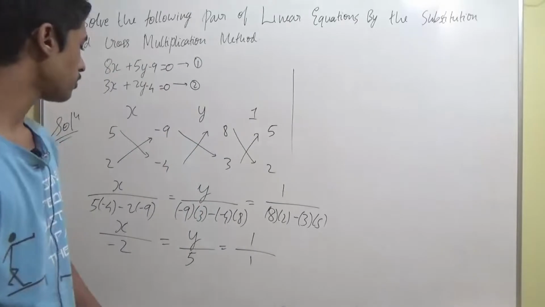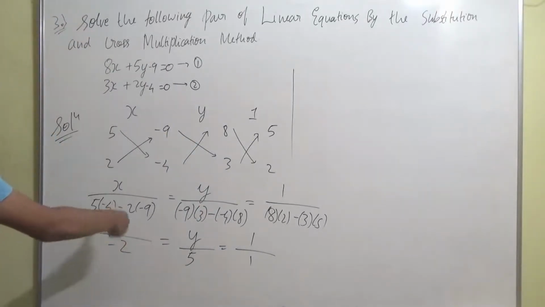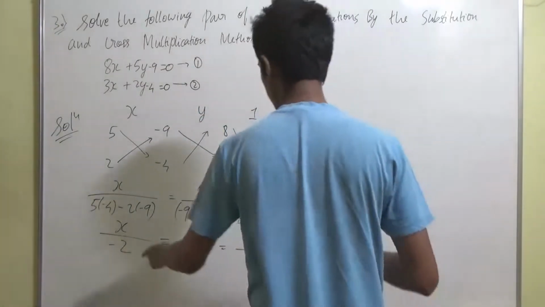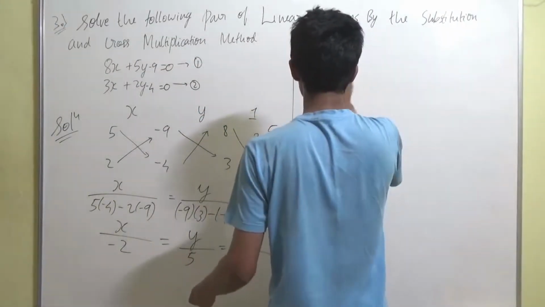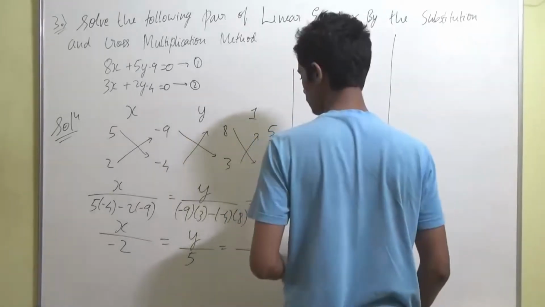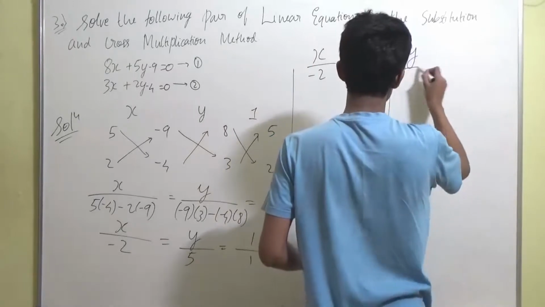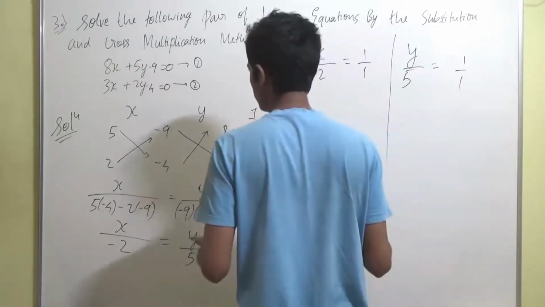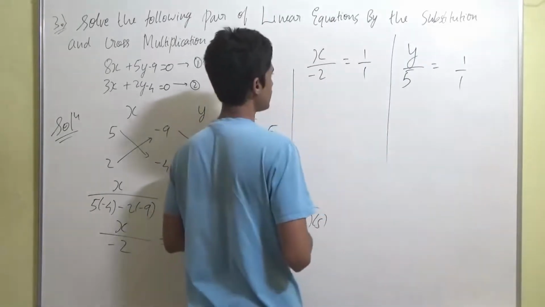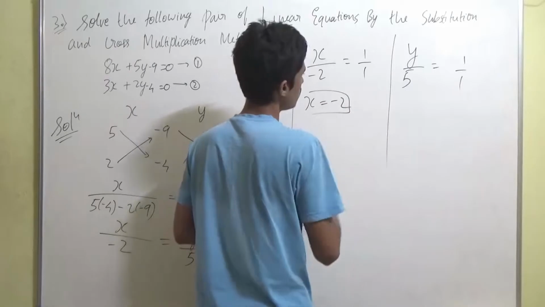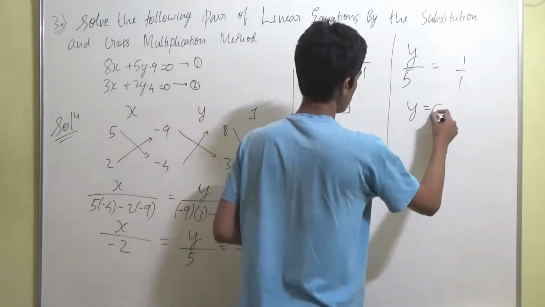That's it guys. Now we'll compare the x term and the y term with this and find the value of x and y. That is what we'll do. First we'll do the comparison, like x by minus 2 equal to 1 by 1. The second equation is going to be y by 5 equal to 1 by 1, and then you'll get the value of x and y. That's it guys, as simple as that. So x will become equal to minus 2, y will become equal to 5.